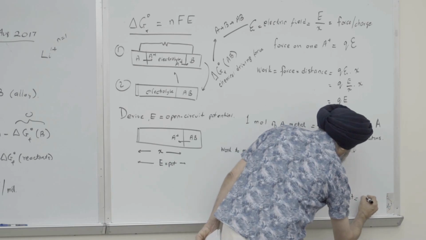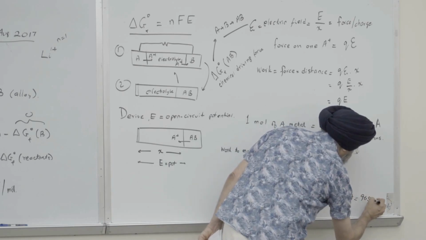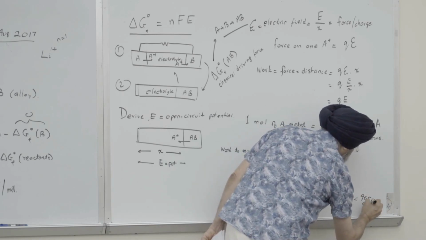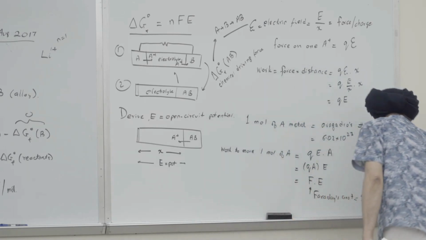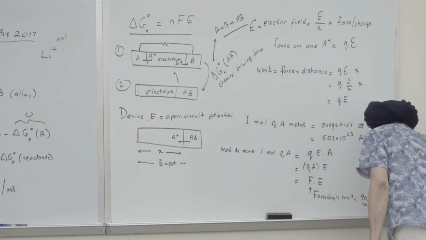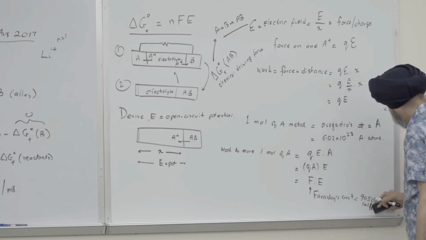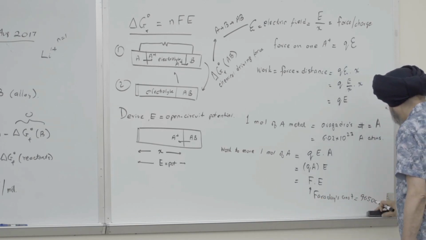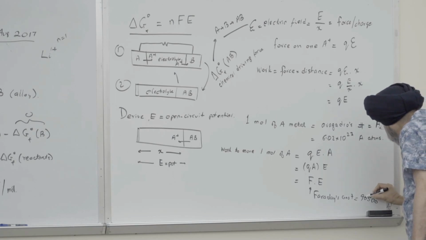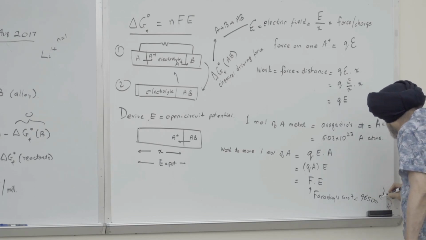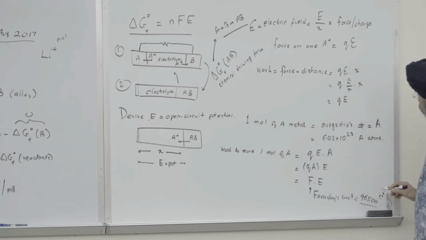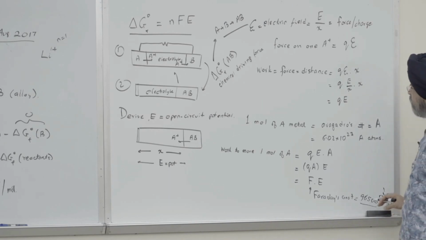And that's equal to 96500 coulombs per mole. I think it's just coulombs. 96500. So this is a very important value in electrochemistry.